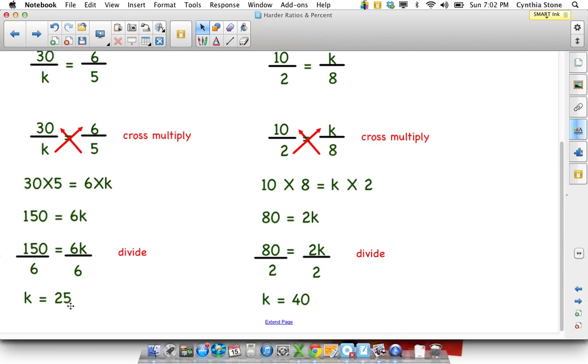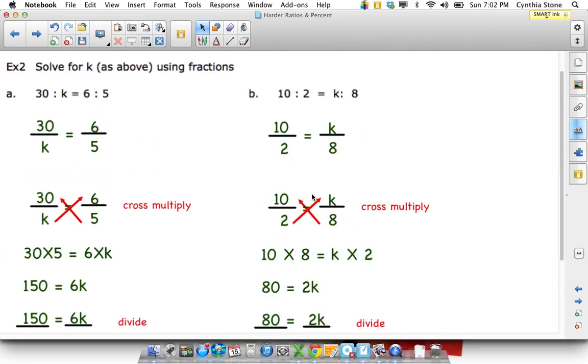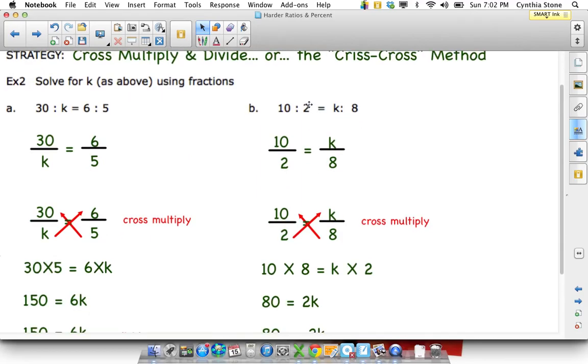I'm going to do a bunch more examples. They're always the exact same. Okay? So here's the next one. We did this one already. 10 to 2 equals k to 8. 10 over 2 equals k over 8.